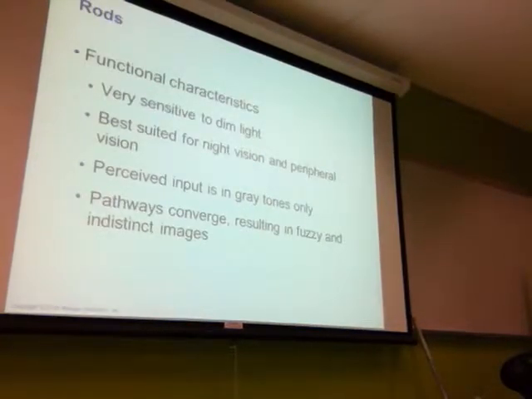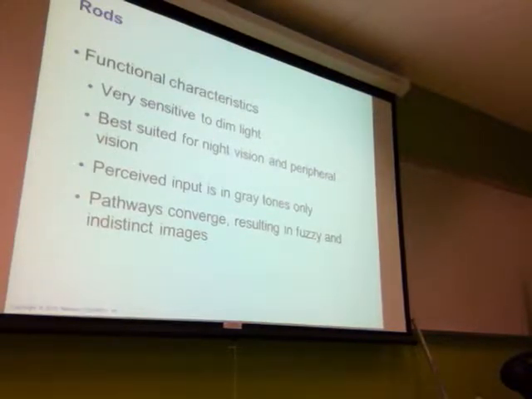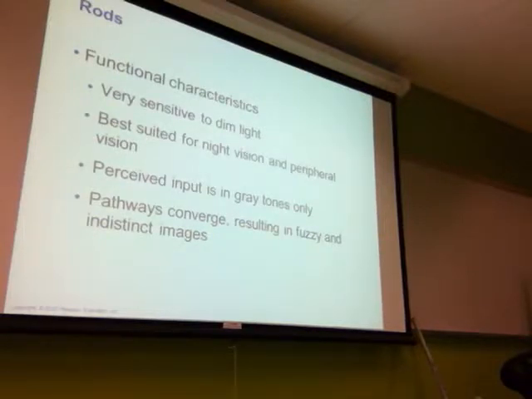So how they work is that they're going to be very sensitive to dim light. Okay, so sensitive means that they're going to receive that stimulus and be able to respond very well to that. Okay, so the input comes in, and it's going to be primarily in gray tones. So like what you're looking at here with the black countertop, that is technically a gray tone. It just happens to be a very dark type of gray tone.